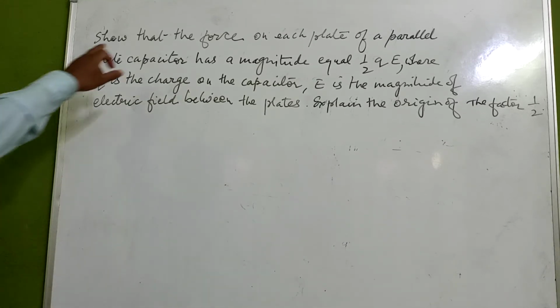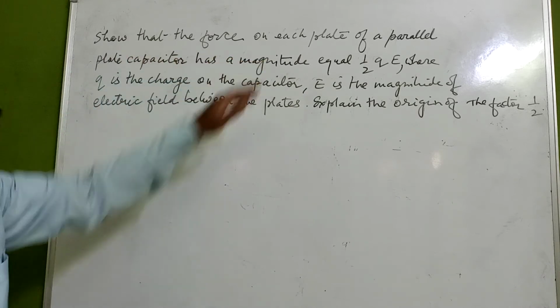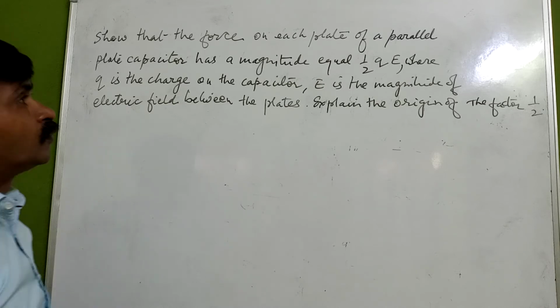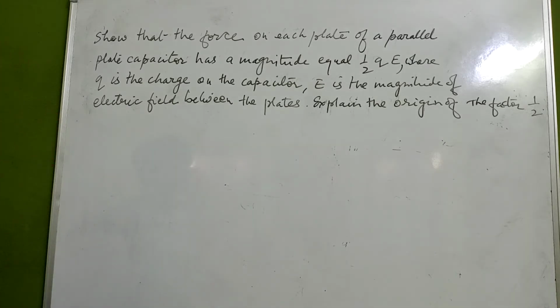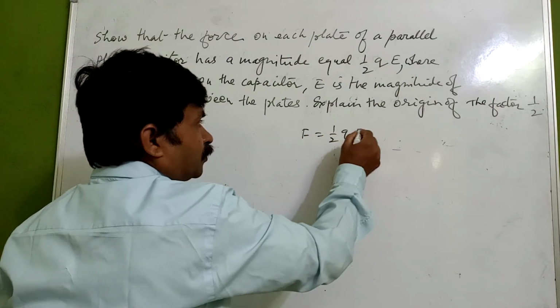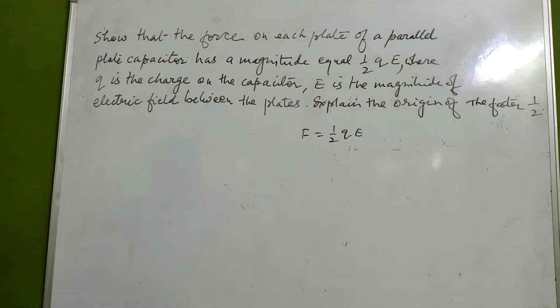Now here we are having another question. Show that the force on each plate of a parallel plate capacitor has a magnitude equal to 1 upon 2 QE. Means force on plates will be given by 1 upon 2 QE, where Q is the charge on the capacitor and E is the magnitude of the electric field between the plates. Explain the origin of the factor 1 by 2.